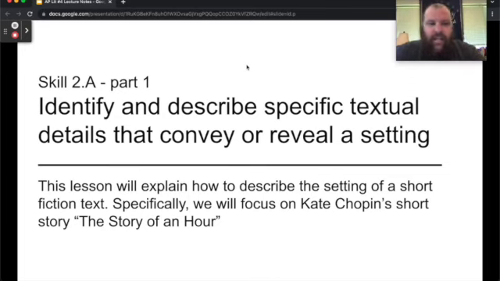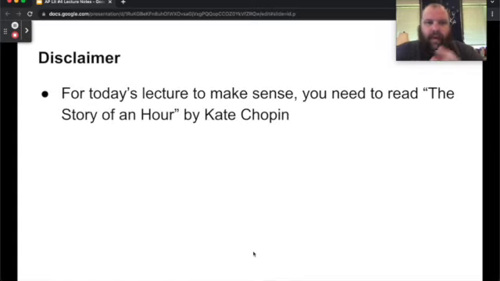Specifically, this lesson is going to explain how to describe the setting of a short fiction text. We're going to focus on Kate Chopin's short story, The Story of an Hour. I'll give you the disclaimer here in a minute, but it is necessary that you read that story. If you haven't, you can hit pause and find it. It's easily accessible online. It's a quick read, but a good read. It's worth it. So there's the disclaimer, right? You gotta read that.